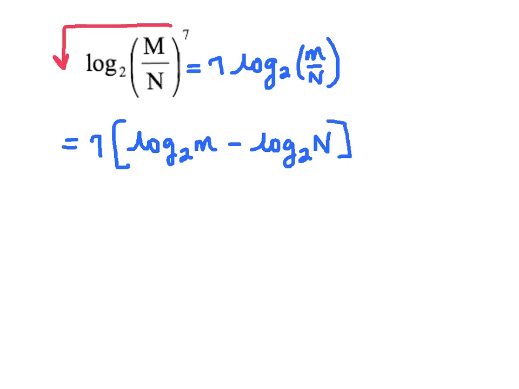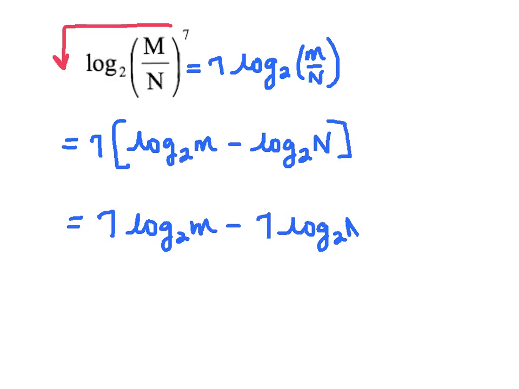And then finally, the very last thing I'm going to do is distribute my 7 over the subtraction sign, and my answer will be 7 log base 2 of m minus 7 log base 2 of n.